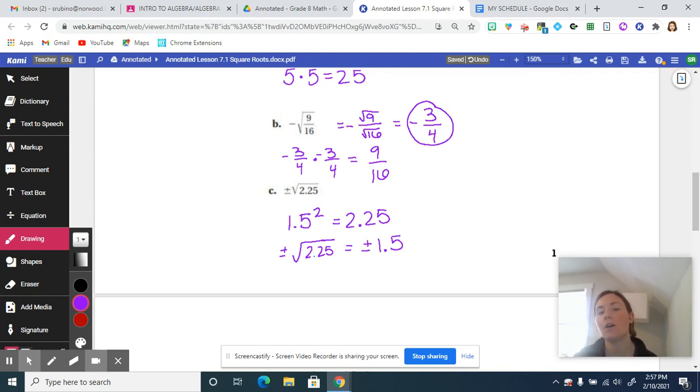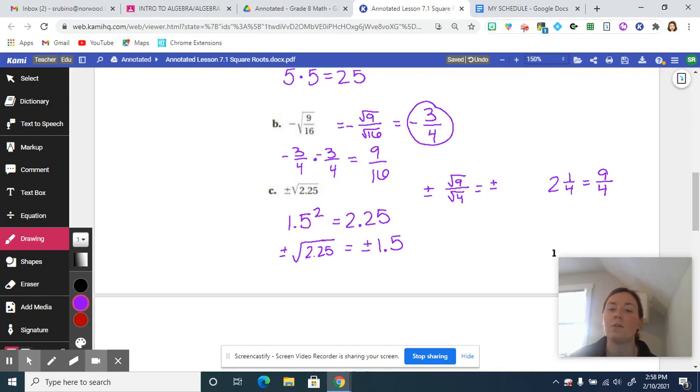Now, if you didn't know that 1.5 squared was equal to 2.25, you could rewrite this as a fraction, and that may be a little more helpful. So if we were to do that, we would have plus or minus the square root of 9 over the square root of 4, right? 2.25 written as a fraction is 2 1/4, and 2 1/4 equals 9/4. And when we have plus or minus the square root of 9 over the square root of 4, it becomes a little bit easier to get a solution.